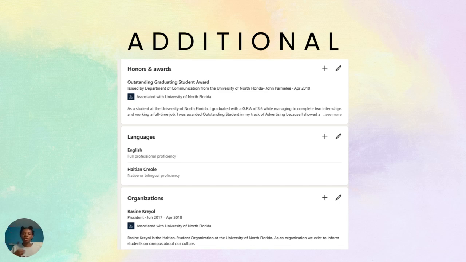Organizations that I participated in. I was the president of the club called Resin Creole on my college campus. I talk about that. What languages am I fluent in? I am fluent in English. I'm also fluent in Haitian Creole because I'm half Haitian. My mother is from Haiti. So these are important things. Why are they important? Because people need to get to know you. They need to be able to trust you. Your profile needs to be extensively outlined.